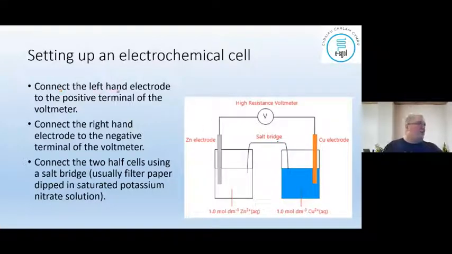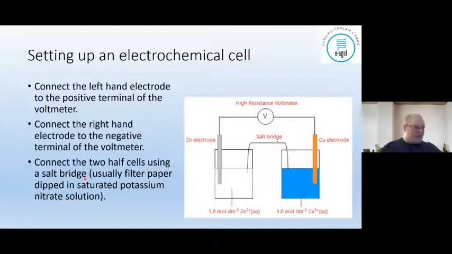You take the left-hand electrode, the left-hand half cell, and you connect that to the positive terminal of the voltmeter. So left-hand electrode to the positive terminal. You then connect the right-hand electrode to the negative terminal. That almost goes without saying, but I put it in there anyway. And then we connect the 2 half cells using a salt bridge.